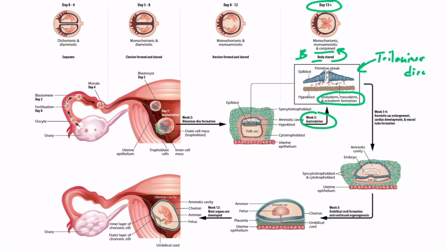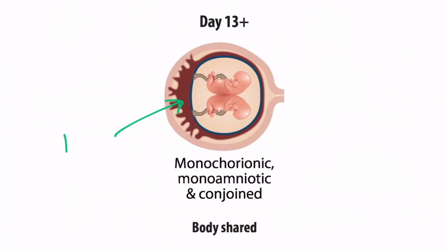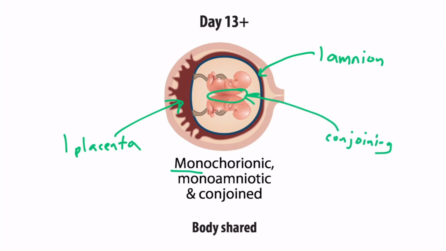There are competing theories explaining what actually happens that leads to conjoined twins, but the prevailing theory is that only part of the primitive streak splits into 2 embryos. The part of the streak that doesn't split becomes a body part that must be shared by the twins. So that's what makes them conjoined. Zooming up, we can see 1 placenta and 1 amnion, and we can see this conjoining right here. So, in addition to being monochorionic and monoamniotic, these twins are conjoined.